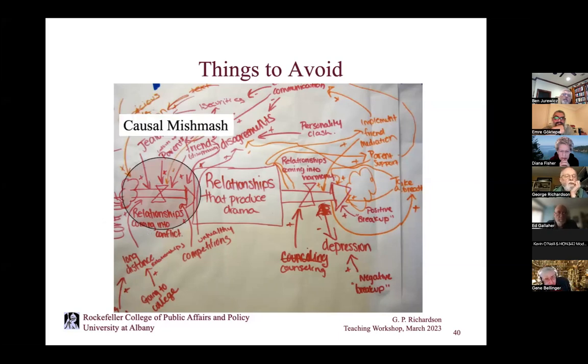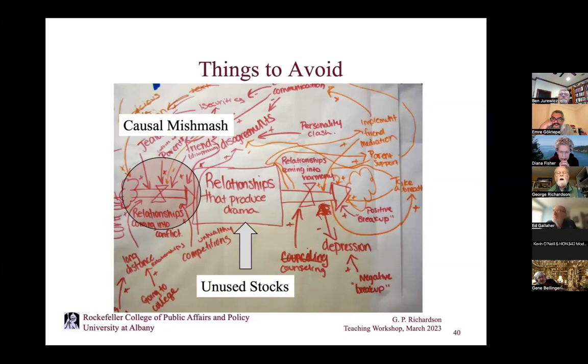It's a causal mishmash. You have no idea how you'd write an equation for that, and you don't know how they combine, but you do know the students are trying to think about it. And in this case, notice that relationships don't do anything in this map. There's no causal arrow that comes out of relationships. It's an unused stock. And of course, you could do the same thing on the right.